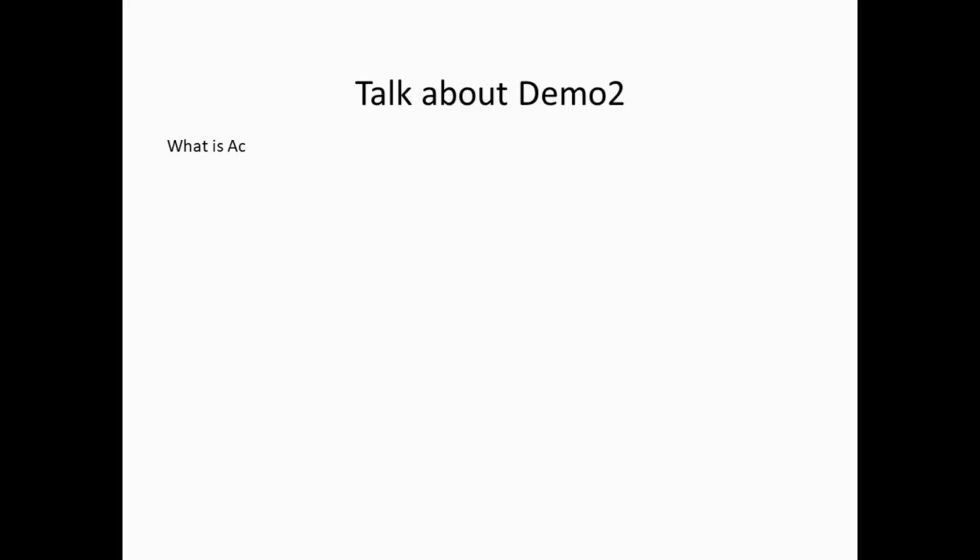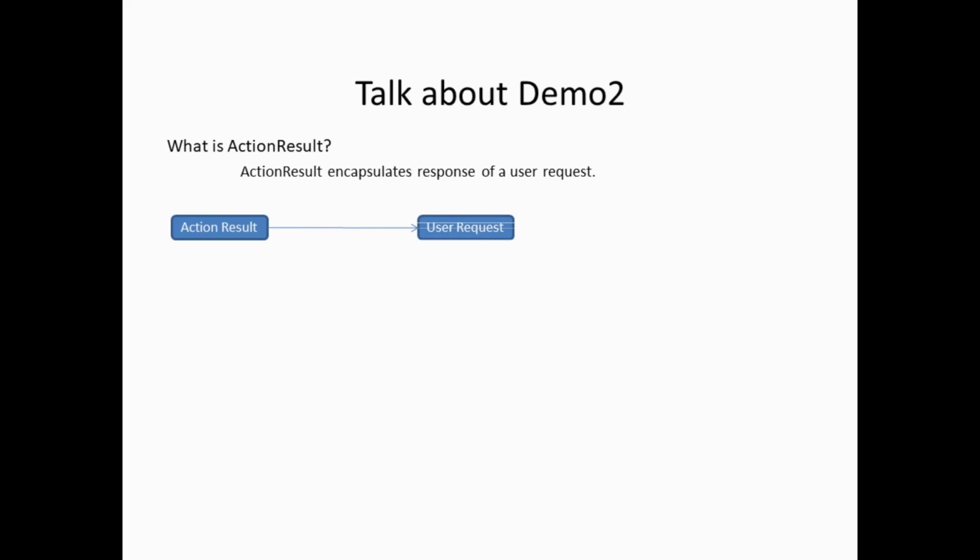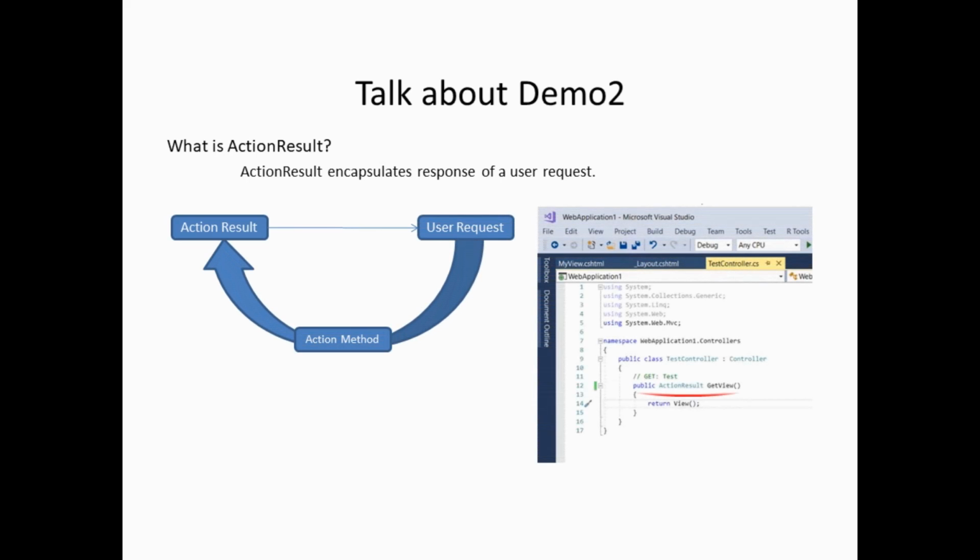Next, what is an ActionResult? ActionResult encapsulates the response of a user request. In ASP.NET MVC, when an end user makes a request, it will be handled by a controller action method. The action method will return an ActionResult.